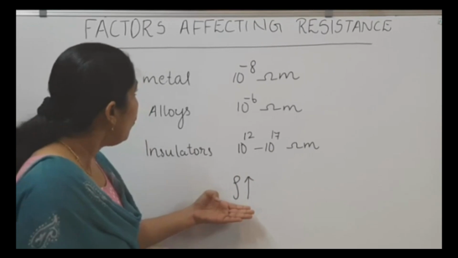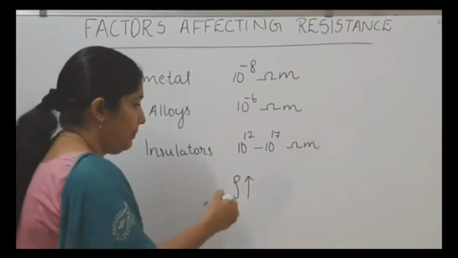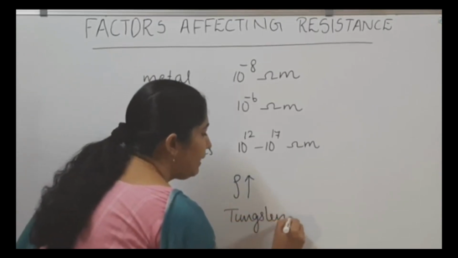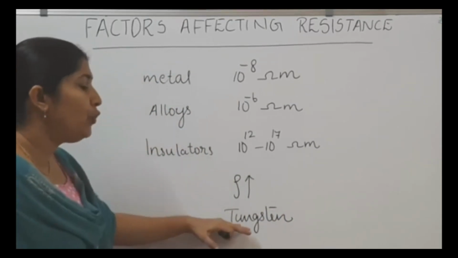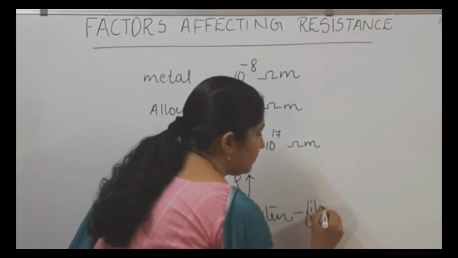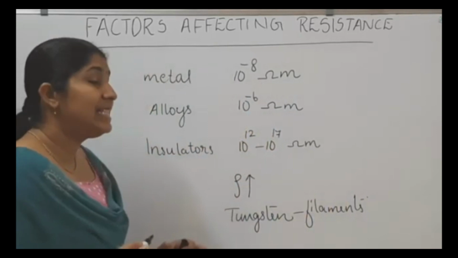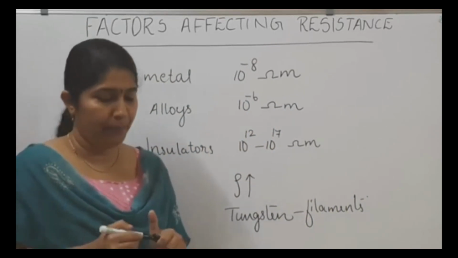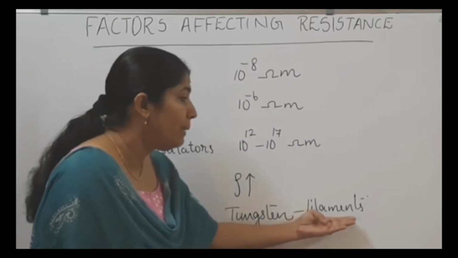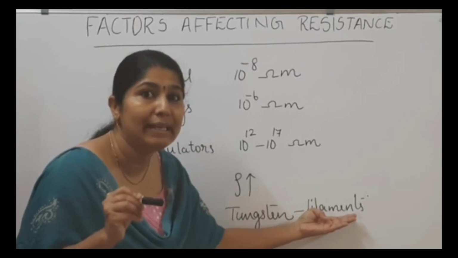When we move on to metals like tungsten, tungsten is used for making filaments because of its high melting point.